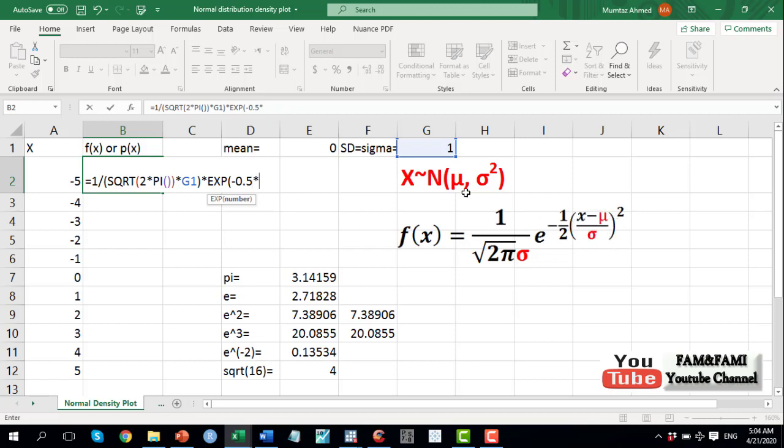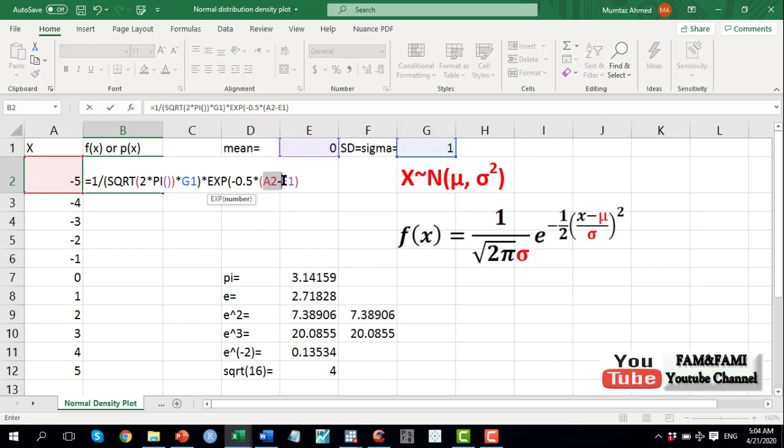So use the asterisk sign for multiplication, and then this parenthesis, and then x. This x is the first value of x. So I have used the cell address of this first value of x, which is minus 5, and it is located in column A, row 2, so it is A2. And then the minus sign, so put minus here, and then this mu is located here in cell E1. So we have calculated x minus mu, and then we need to divide this difference with sigma. So close the parenthesis.